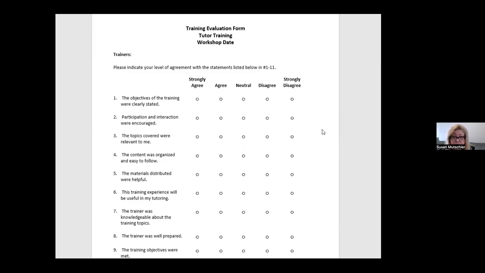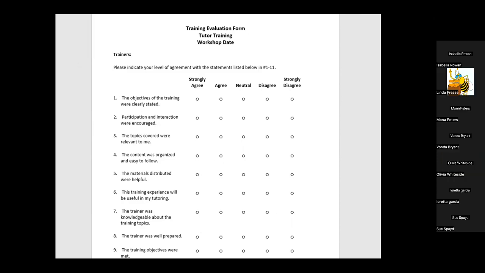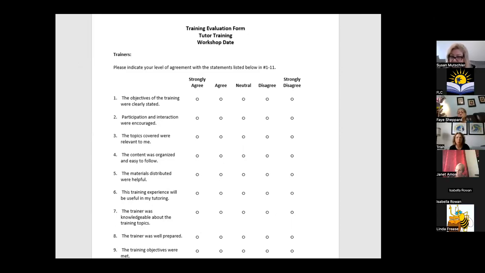Now, this is another training evaluation that's not mine. I think this was based off ProLiteracy, but it was shared by a participant in one of the other tutor trainings. It's interesting that not only do they have the tutor fill this out, but they actually had the trainer fill one out as well to report on how they felt it went.